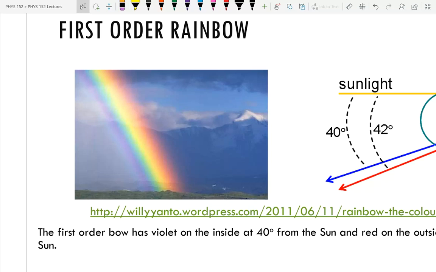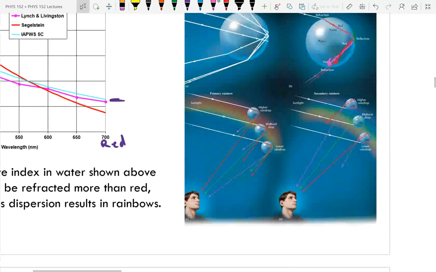And if you took the center of the circle you make from that arc, go through your eye, keep going back, that's where the sun is. Because you're seeing the rainbow at an angle of between 40 and 42 degrees from the direction the sunlight was coming in, so going from the sun through your eye to the center, and the angle you're viewing. So that's the first order rainbow.